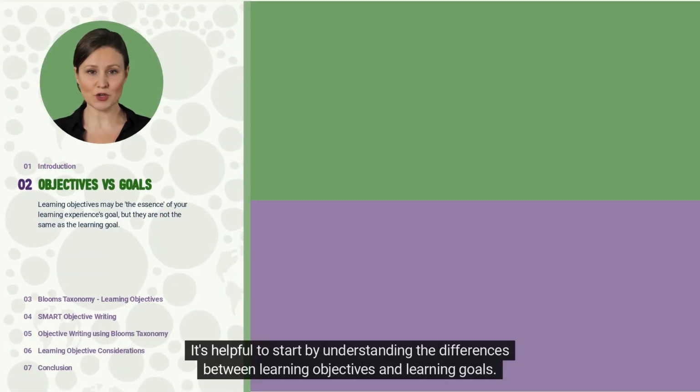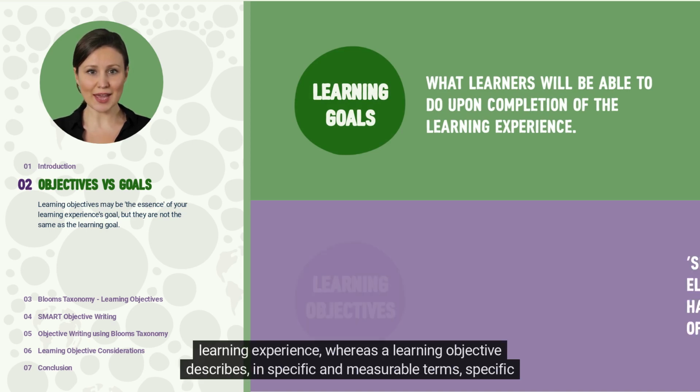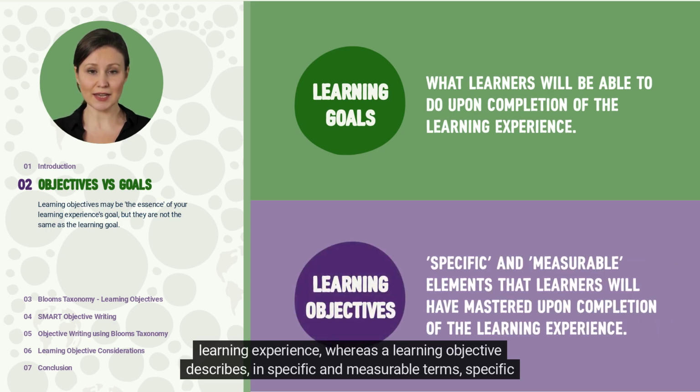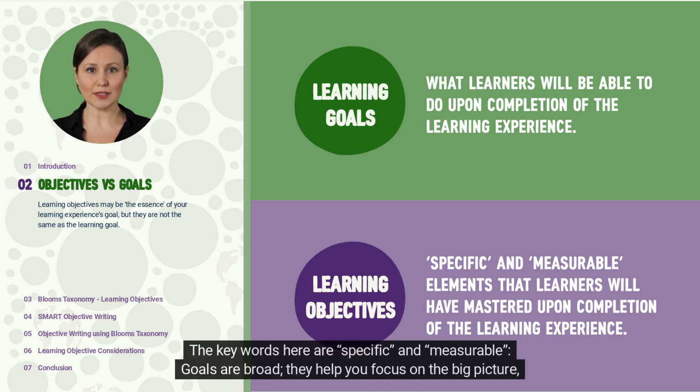It's helpful to start by understanding the differences between learning objectives and learning goals. A learning goal describes in broad terms what the learners will be able to do upon completion of the learning experience, whereas a learning objective describes, in specific and measurable terms, specific elements that learners will have mastered upon completion of the learning. The key words here are specific and measurable.